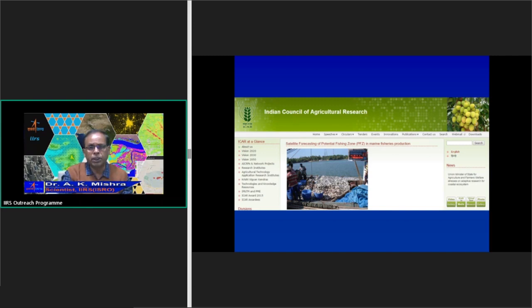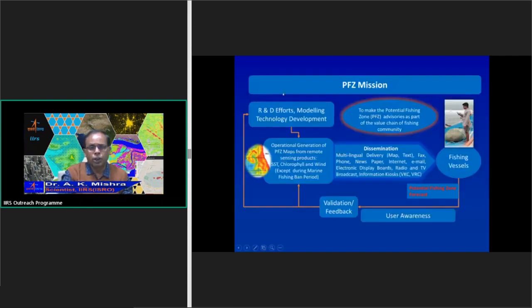And this PFZ mission comprises the R&D and the modeling activity being carried out by scientific organizations, and comprises the satellite agencies as well as the fishing sector, and they generate the PFZ maps, which are being transmitted to the fisherman community through maps, text, fax, phone, internet, email, electronic display boards, radio, etc. And the fishermen also go to fish in those areas, and they also give their feedback, and this feedback is highly useful for fine tuning the algorithms.